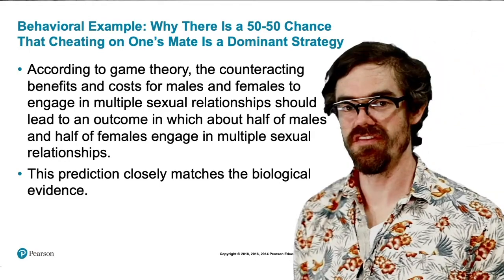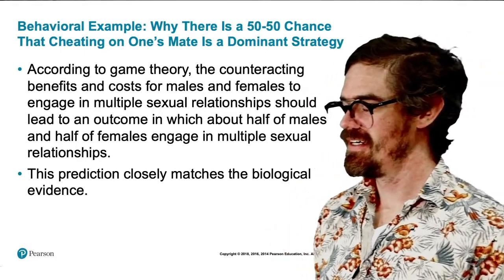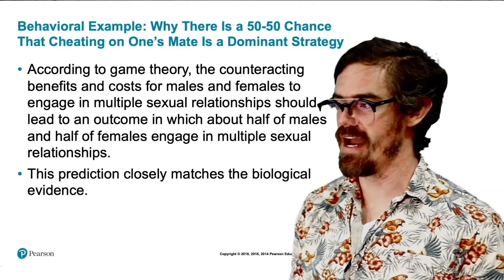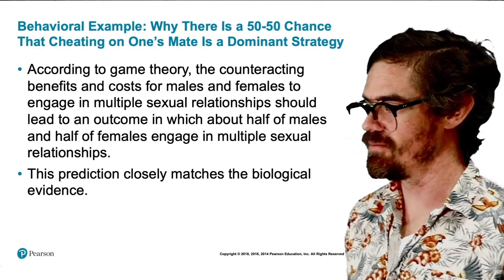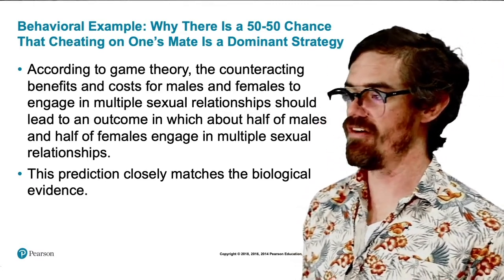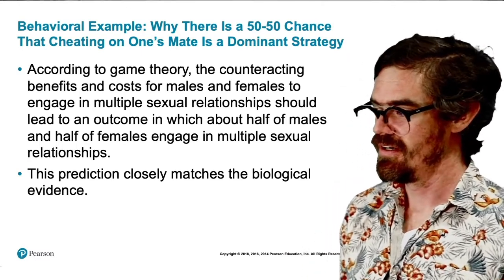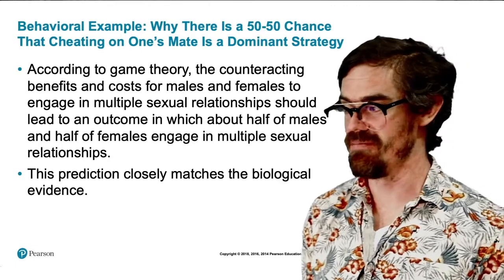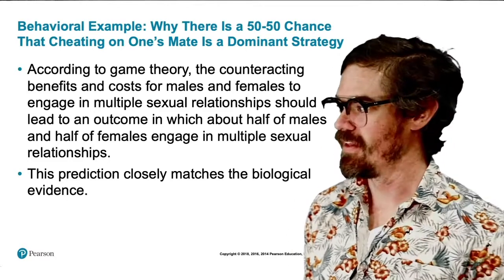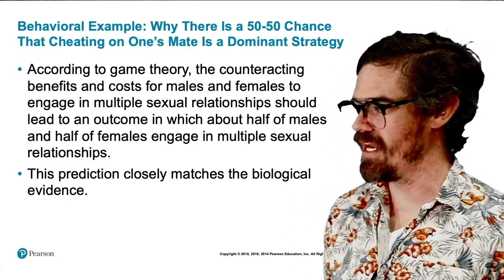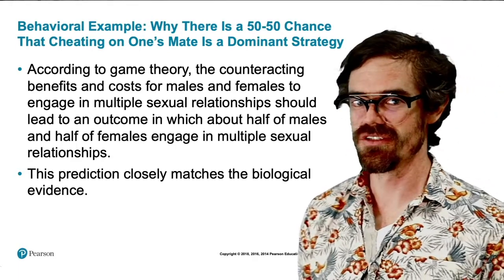Why there is a 50-50 chance that cheating on one's mate is a dominant strategy. According to game theory, the counteracting benefits and costs for males and females to engage in multiple sexual relationships should lead to an outcome in which about half of males and half of females engage in multiple sexual relationships. And this prediction actually closely matches the biological evidence. So this is pretty interesting. I'd like to find out what papers or what research this is referring to, but pretty interesting findings.